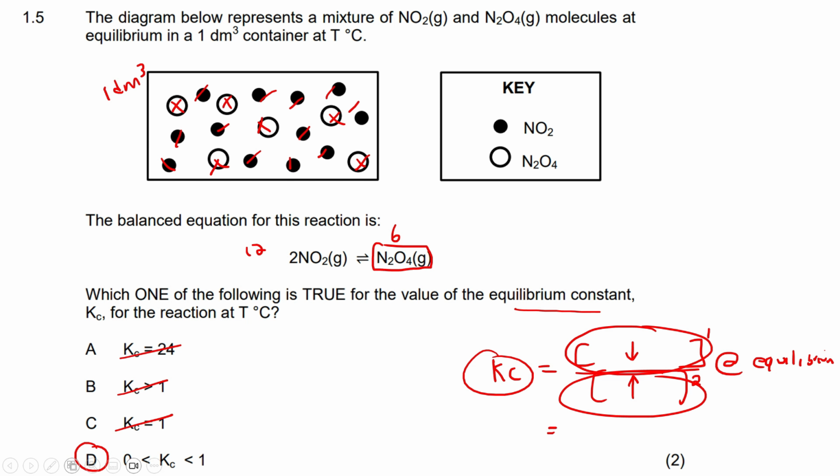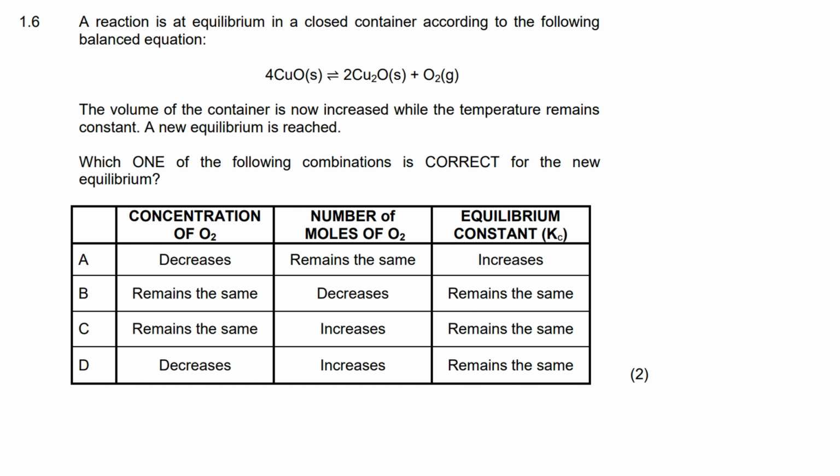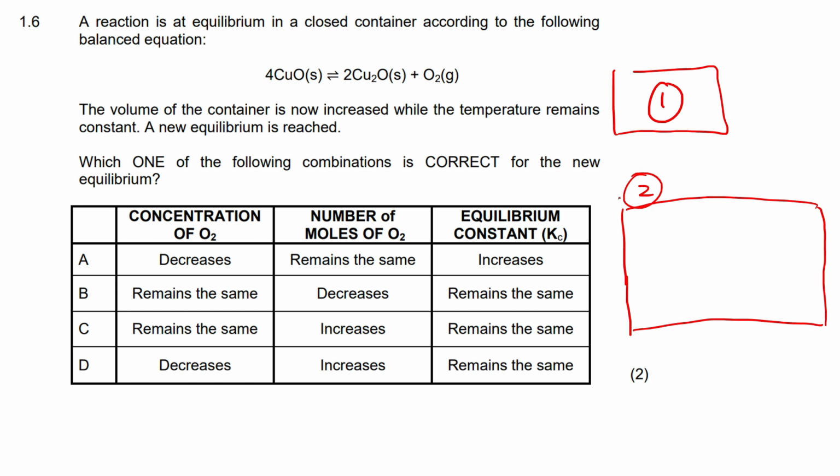A reaction is at equilibrium in a closed container according to the following equation. The volume of the container is now increased while the temperature remains constant. Visualize that. If you have a container in situation 1, now in situation 2 they've made the volume larger. What that does is lower the pressure. So the pressure is definitely going to be lowered. Which one of the following combinations is correct for the new equilibrium?